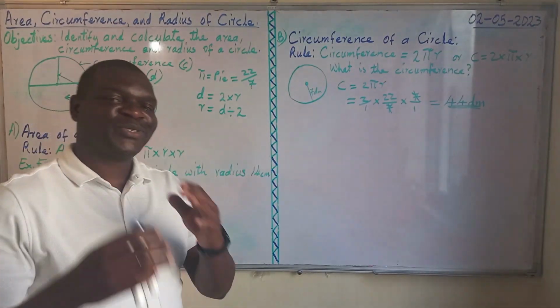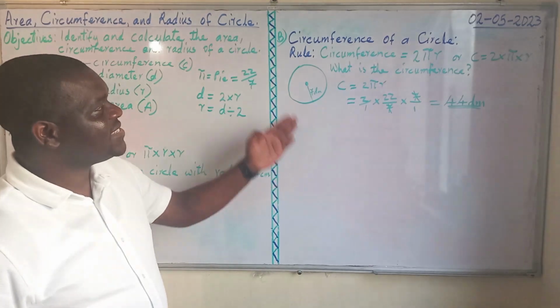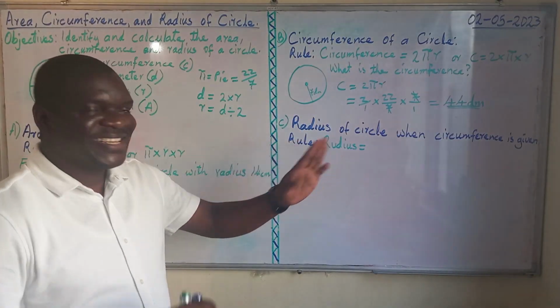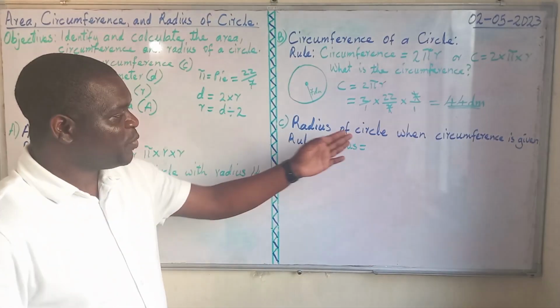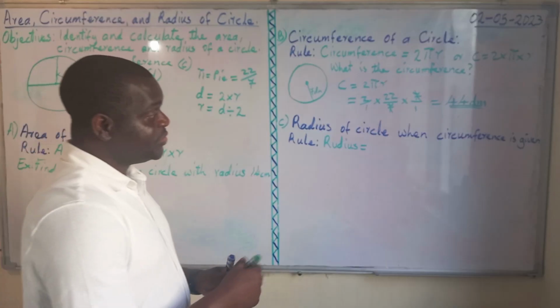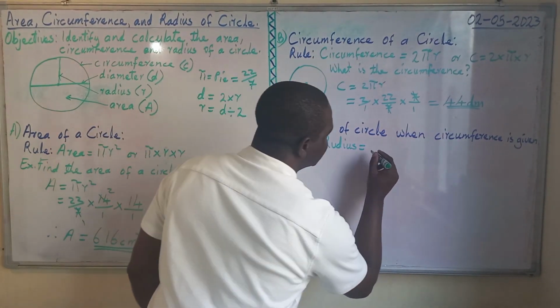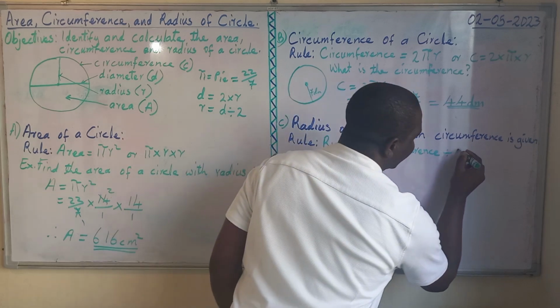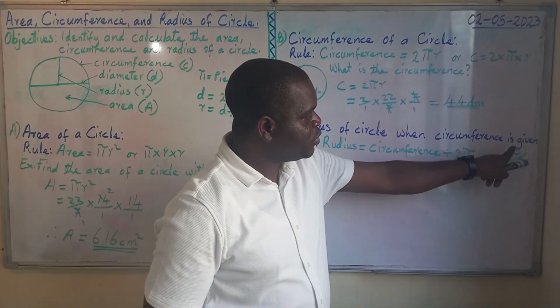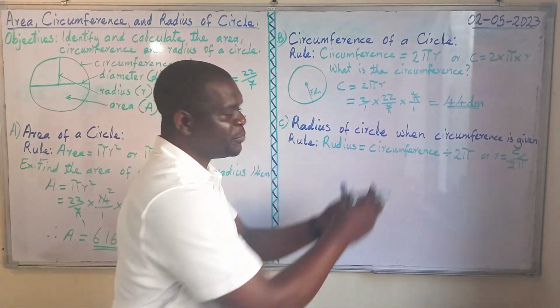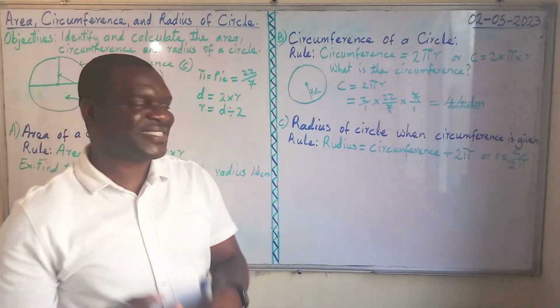Let's move on to the third aspect, and that is how to find radius when the circumference is given. The rule is as simple as well. So what do you do when the circumference is given and you're asked to calculate the radius? The rule says divide circumference by 2 pi. In short, r is equal to circumference c divided by 2 pi. Let's apply this rule in an example so that we can understand better.